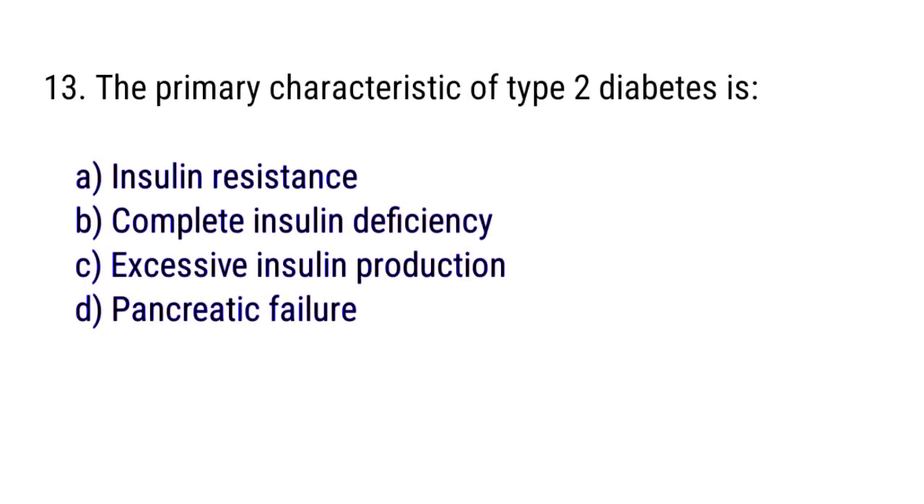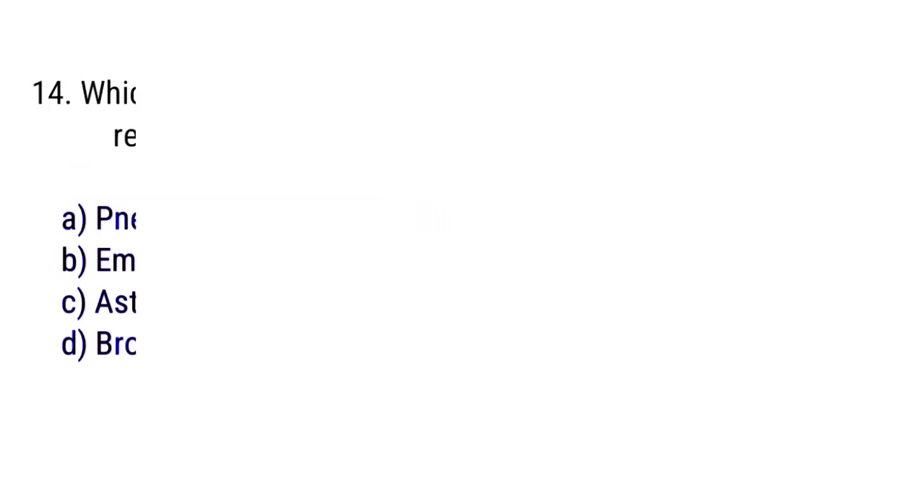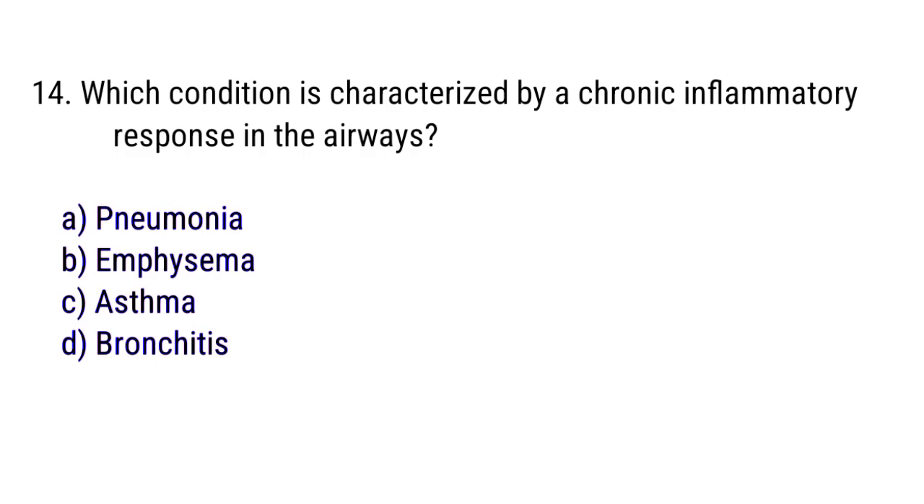Question number 13. The primary characteristic of type 2 diabetes is. The right answer is option A, insulin resistance. Question number 14. Which condition is characterized by a chronic inflammatory response in the airways? The right answer is option C, asthma.